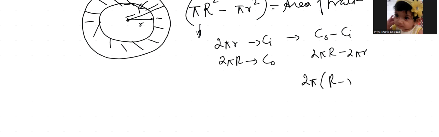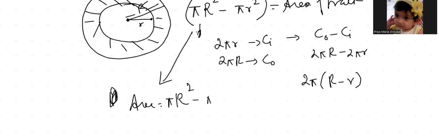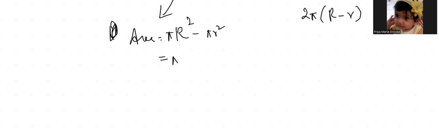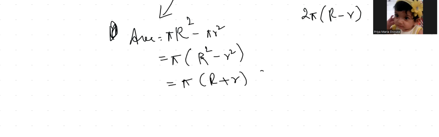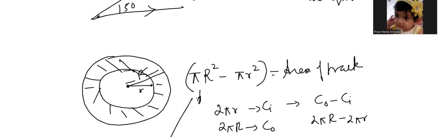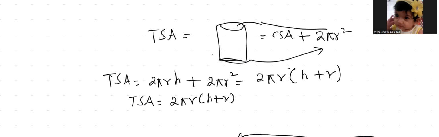And even when you're finding the area of the track, just remember, I told you the area of the track is outer area minus inner area. So for that, if you take out pi common, you can get R square minus small r square. So it will be R plus r into R minus r. The a square minus b square technique, you can also use that. So that is one way.